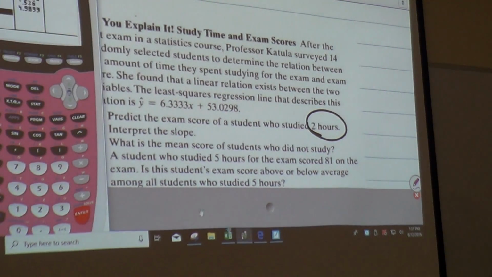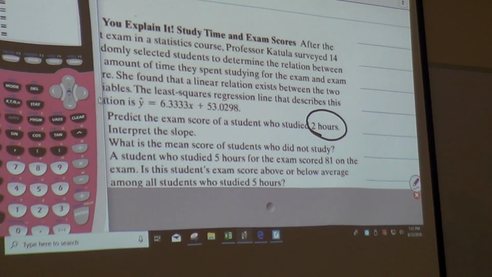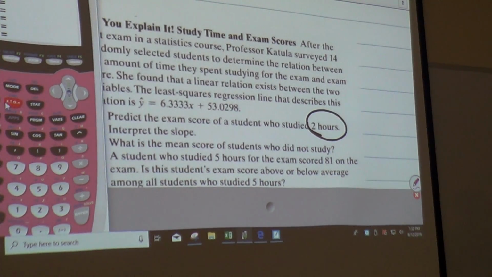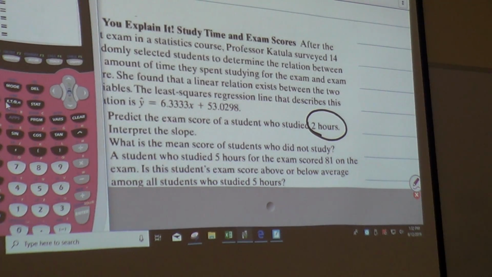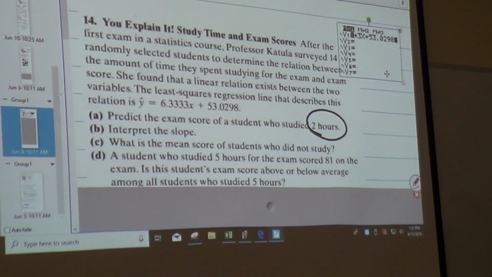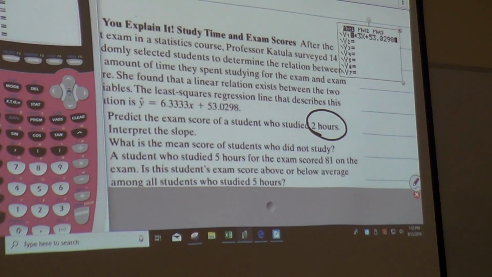So I'm going to go to y equals first, clear out what's in there, and I'm going to type in. And remember, your X button is right beside your alpha button. So I typed into my y equals, because my table is based on my y equals. And now I'm going to go to my table. And I'm just going to scroll down because I got a bunch of junk in there right now.